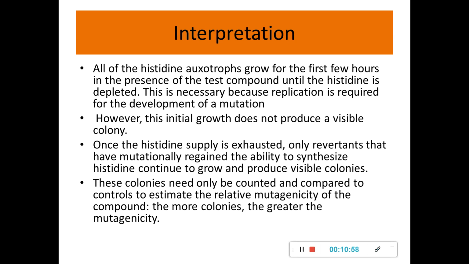This is necessary because replication is required for the development of mutation. This initial growth does not produce any visible colony. But once the histidine supply is exhausted, only revertants that have mutationally regained the ability to synthesize histidine will grow and produce visible colonies. These colonies need only be counted and compared to controls to estimate the relative mutagenicity of the compound. The more colonies on the plate which contains the chemical, the greater the mutagenicity.